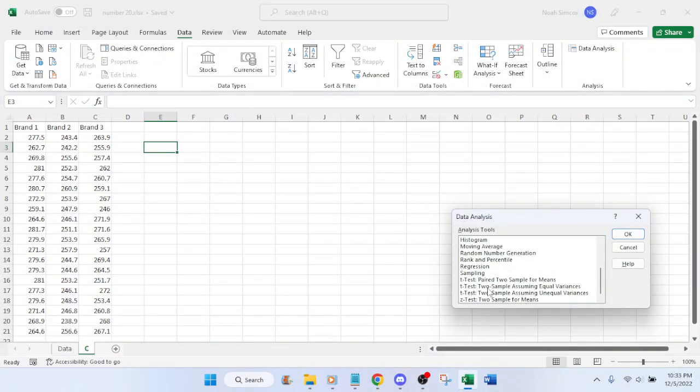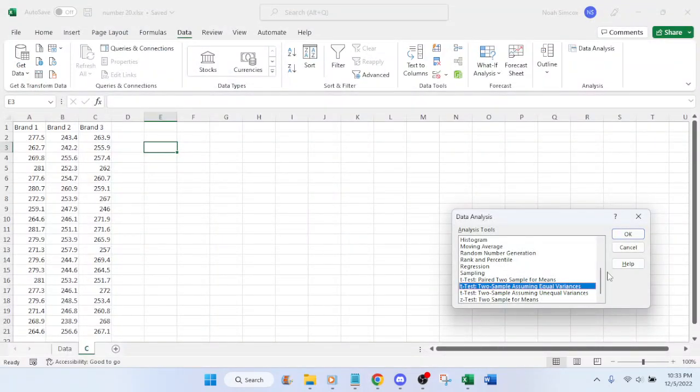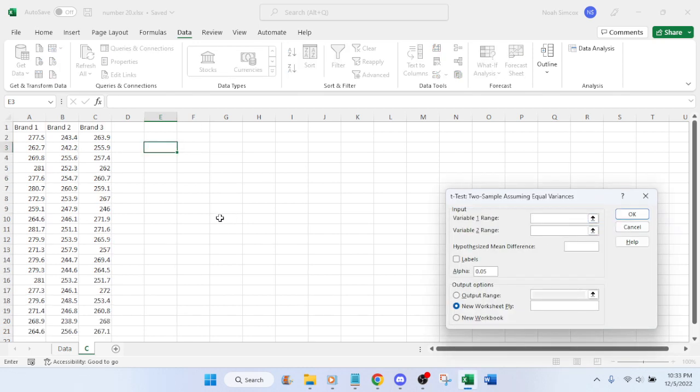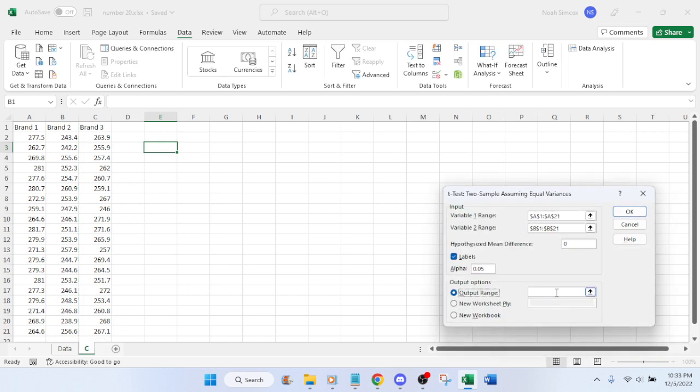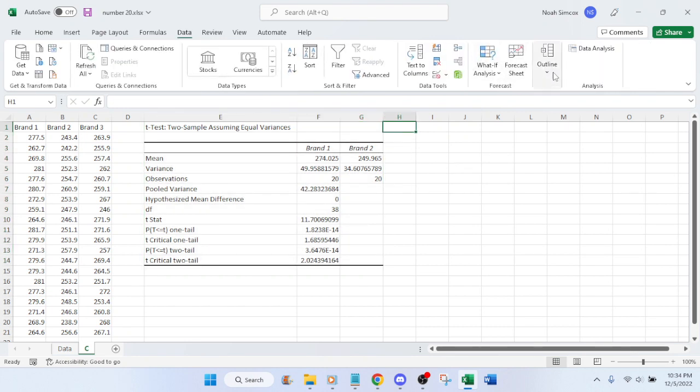So we're going to do t-test two sample assuming equal variances. Variable 1 and variable 2, no labels. This will go here, and so that's 1. We need to do 3 total. So we'll put the second one over here. And the two-tail result is what we want.